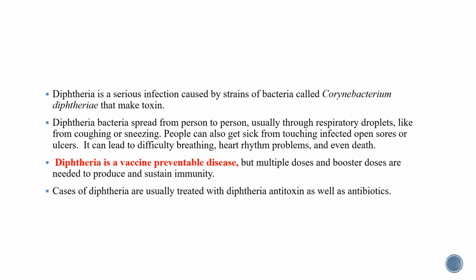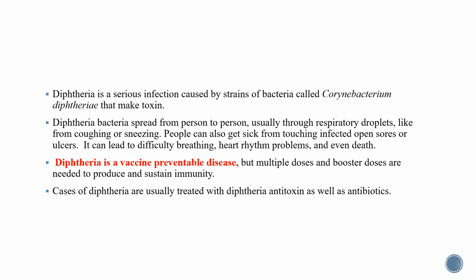Okay, so now let's see what diphtheria is. Diphtheria is a serious infection caused by strains of bacteria called Corynebacterium diphtheriae that make a particular toxin. This bacteria can spread from person to person, usually through respiratory droplets like from coughing or sneezing. People can also get sick from touching infected open sores or ulcers. It can lead to difficulty breathing, heart rhythm problems, and even death.